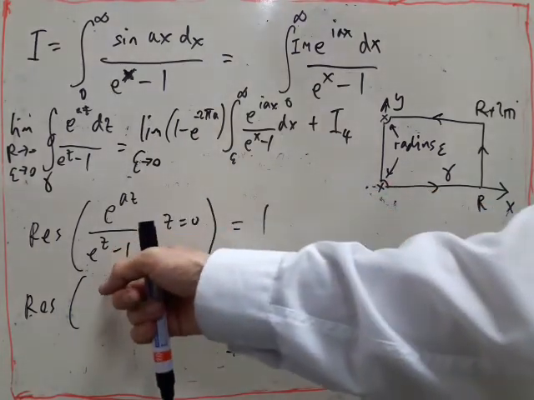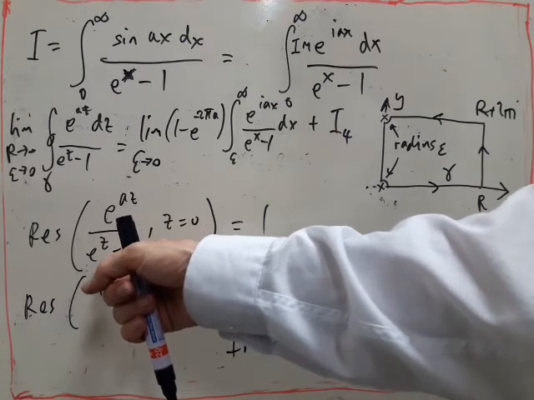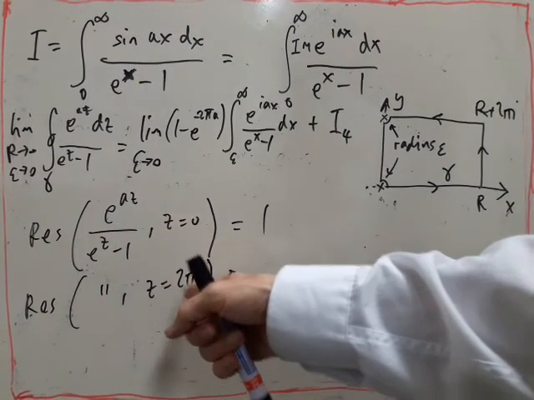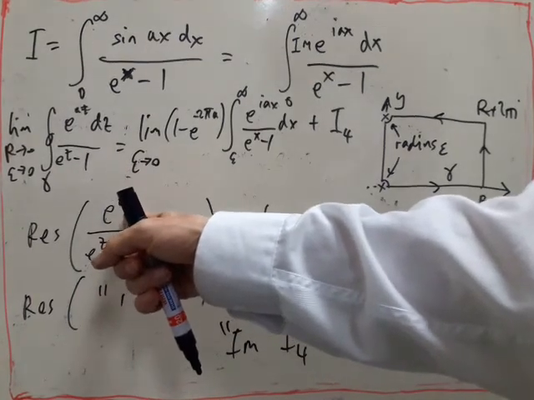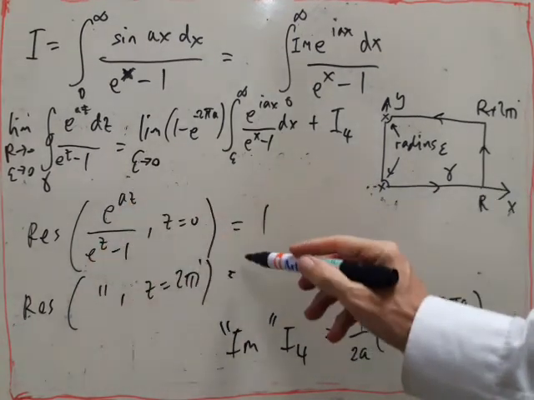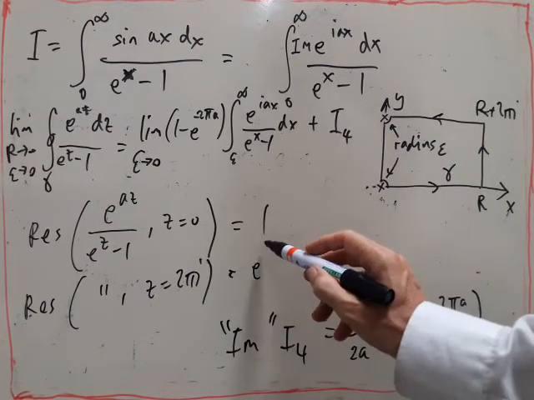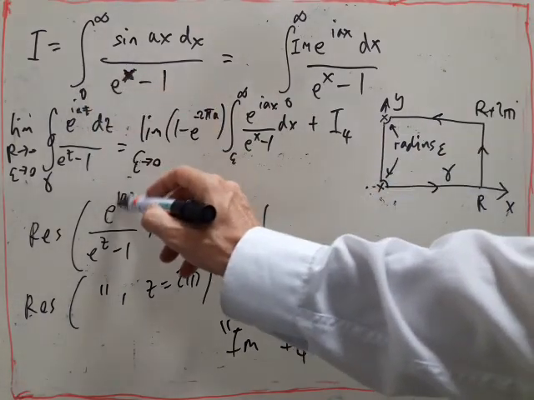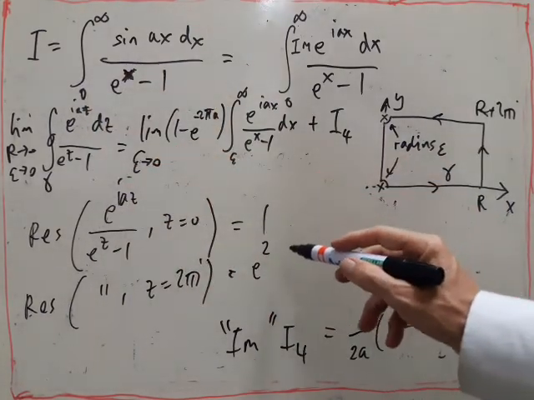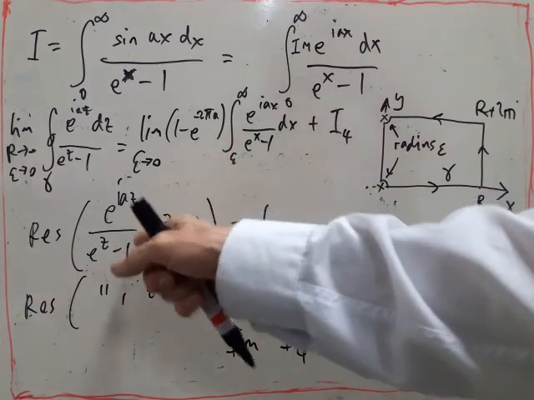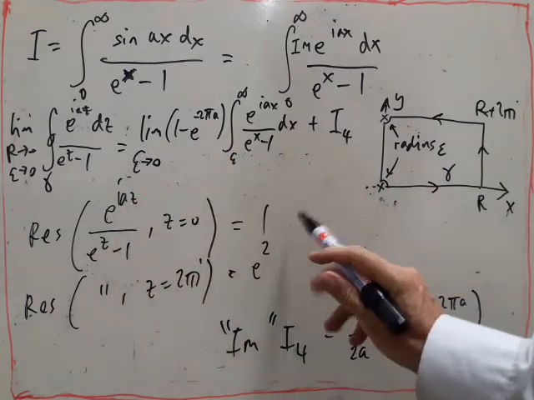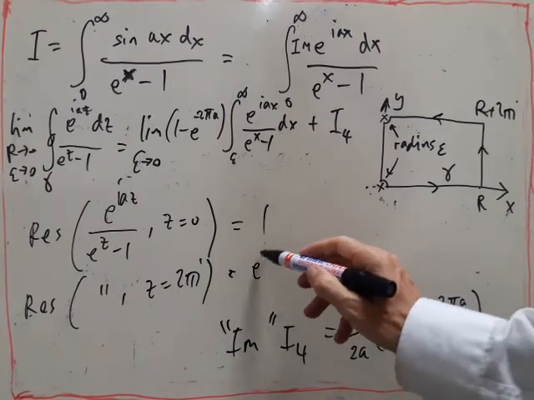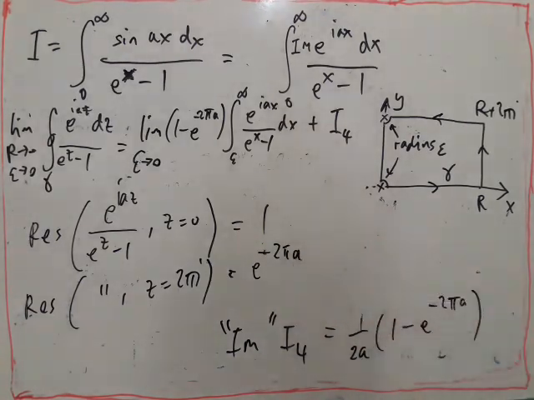And the residue of this at z equals 2 pi i. Same thing, differentiate this, we end up with e to the z, e to the 2 pi i is 1, and upstairs we end up with e to the, sorry, this should have that i in it. We end up with z equals 2 pi i, so we end up with e to the minus 2 pi a. That's the residue at z equals 2 pi i.